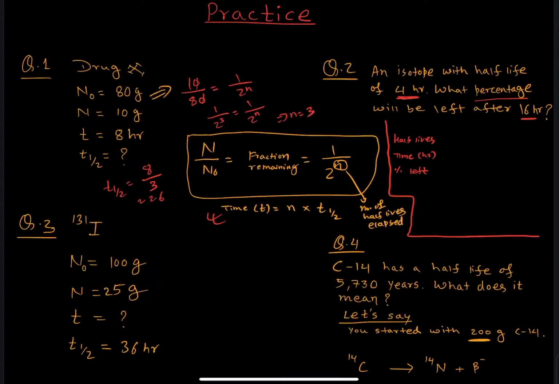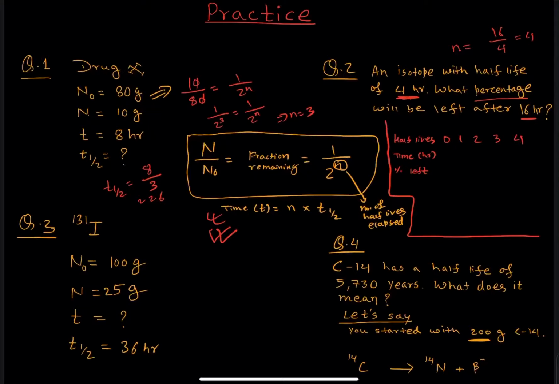So that means we can determine n, right? Which basically means 16 over 4. And again, this is the equation that you use, and you just get the answer. So that means it is 4. There are 4 number of half-lives. That means we start from 0, 1, 2, 3, 4, right?